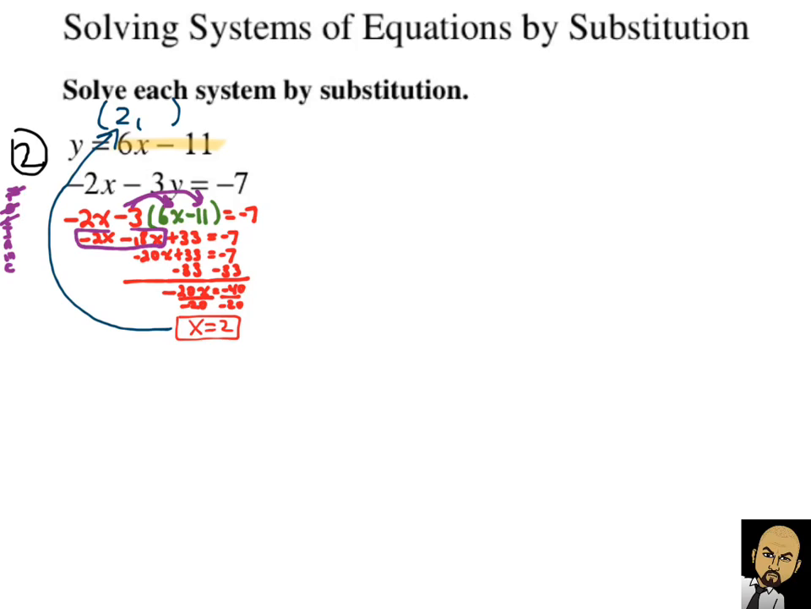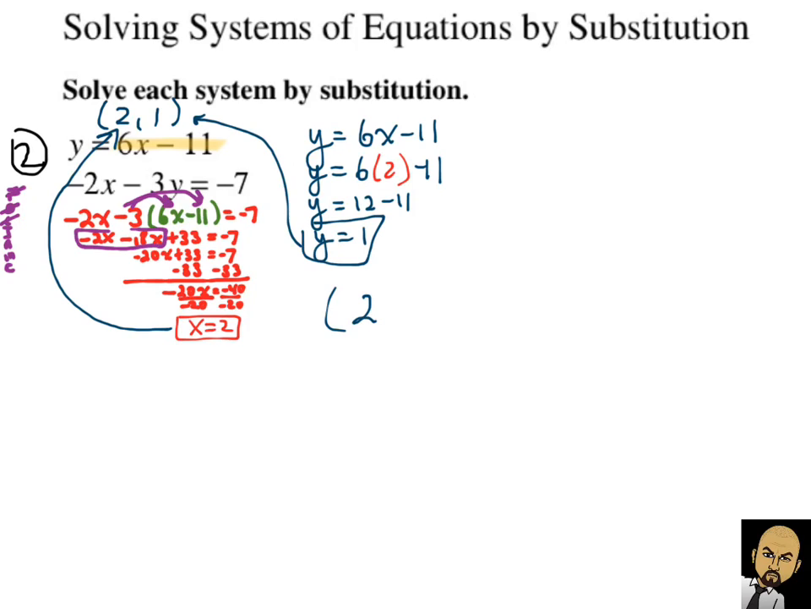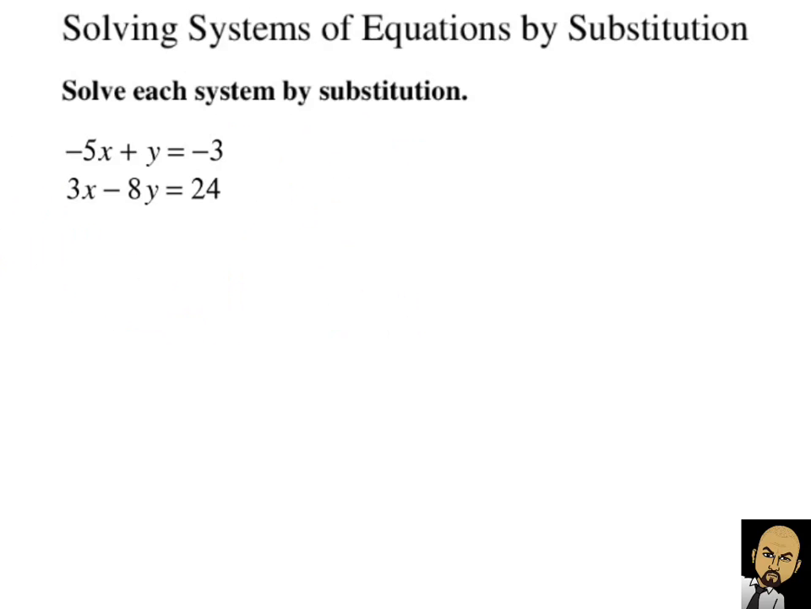So now we want to take that x value and substitute into one of the equations. I'm going to go ahead and substitute into the first equation because that's the easiest one. So instead of y equals 6 times x minus 11, we're going to take y equals 6 times our solution of 2 minus 11. And so we multiply before we add or subtract, and we end up with the solution of the ordered pair 2, positive 1.